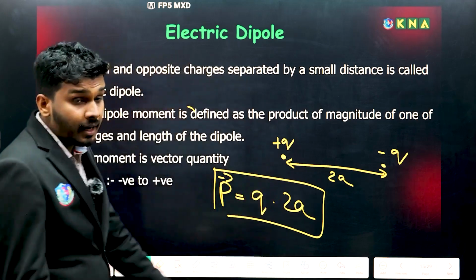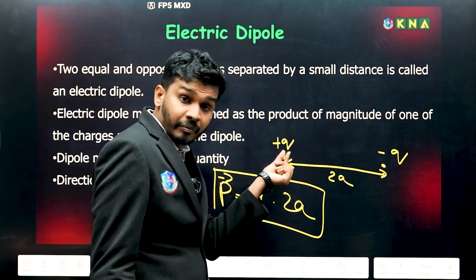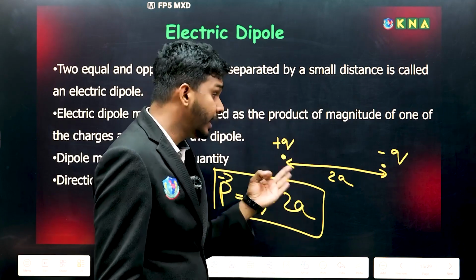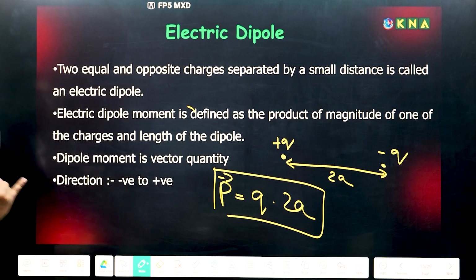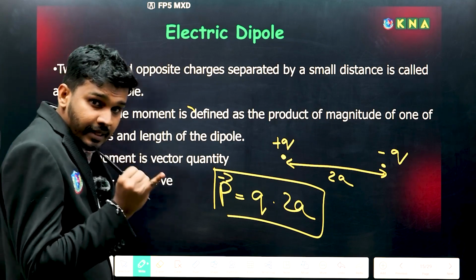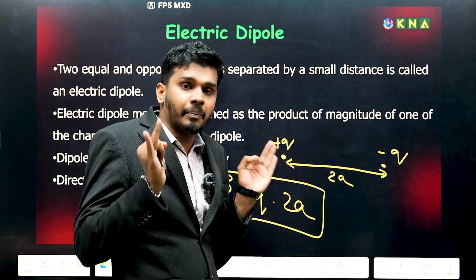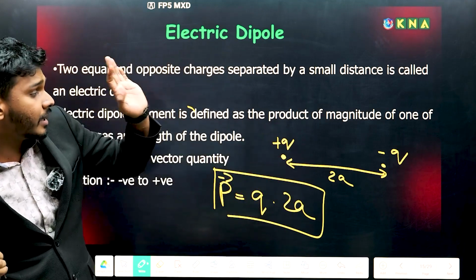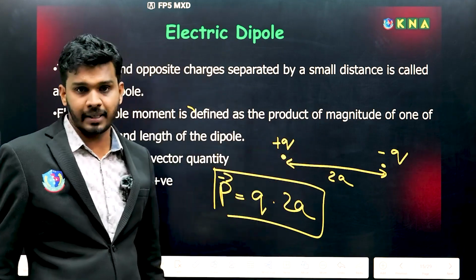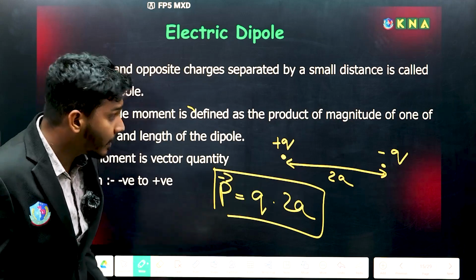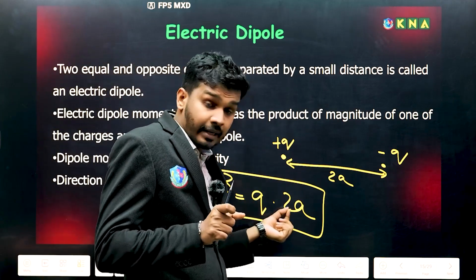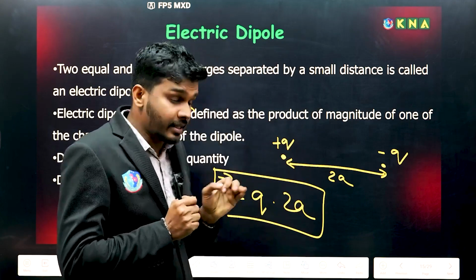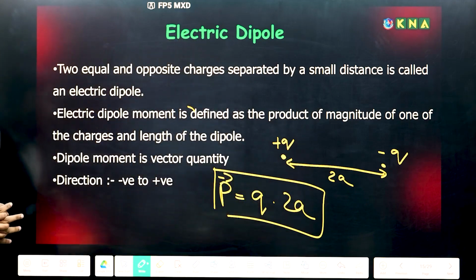Dipole moment is the product of one of the charge and the distance between two charges. That is called a dipole moment. What is a dipole? What is an electric dipole? Two equal and opposite charges separated by a distance is called an electric dipole. What is electric dipole moment? The product of one of the charge and the distance between two charges is called the electric dipole moment.